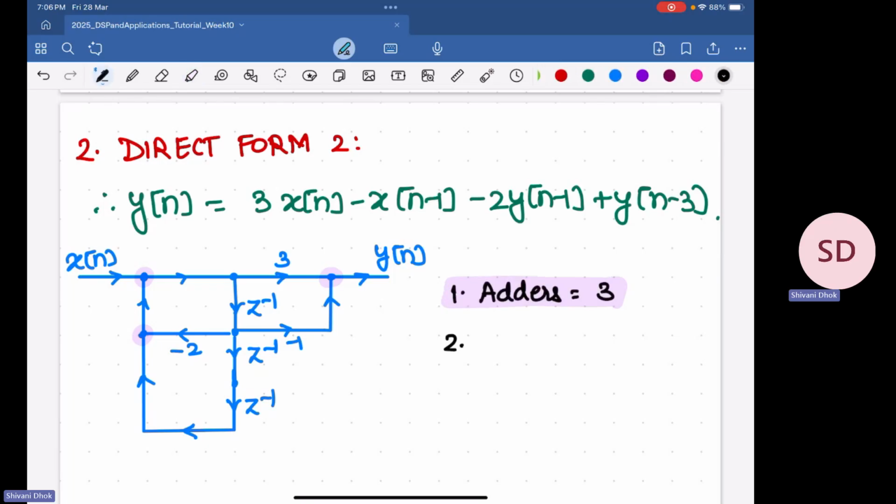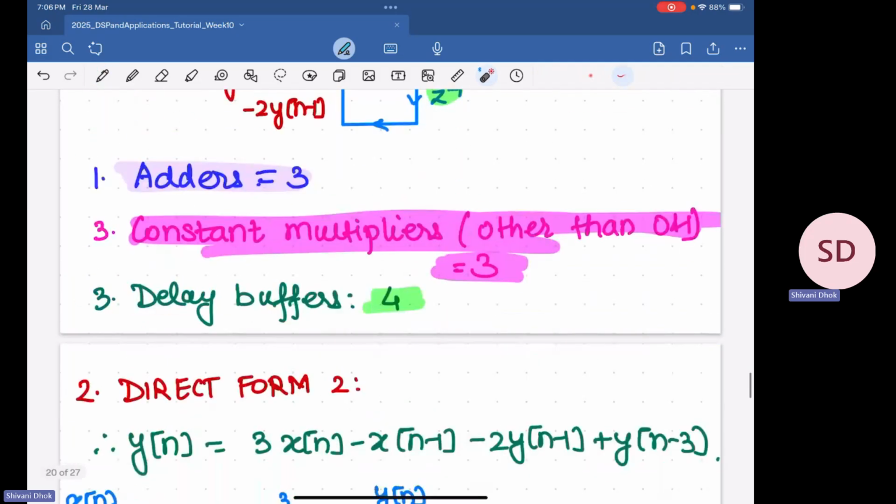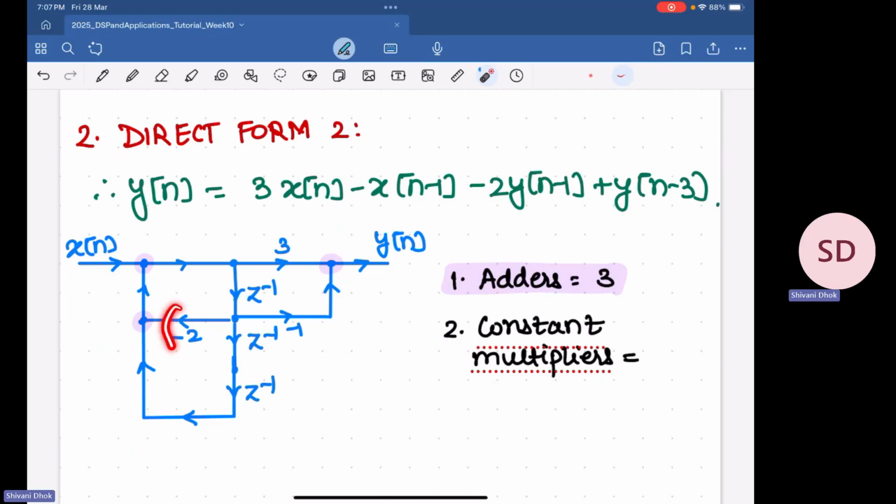Next thing is constant multipliers. How many constant multipliers do we have? One is located here, another one is here, and another one is here. Rest all are 1. Okay, so let me mark them properly. One is located here, another is located here, and another is located here. So the number of constant multipliers is again 3.